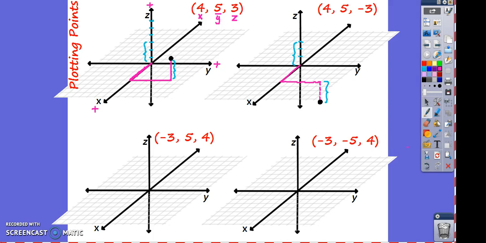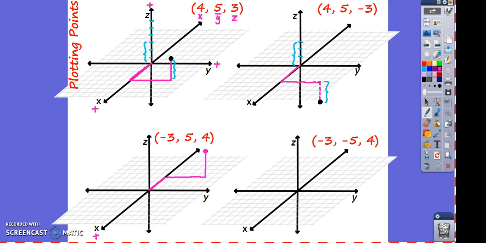All right, the next one, negative 3, 5, 4. So this time, instead of coming out of the board towards the positive x, the negative 3 just means we're going to count back into the wall. It's almost like we were going back into Mrs. Brock's wall. The 5 is our y value, so there we are, 5 units into her room. And then back in her room we are 4 units up from there.